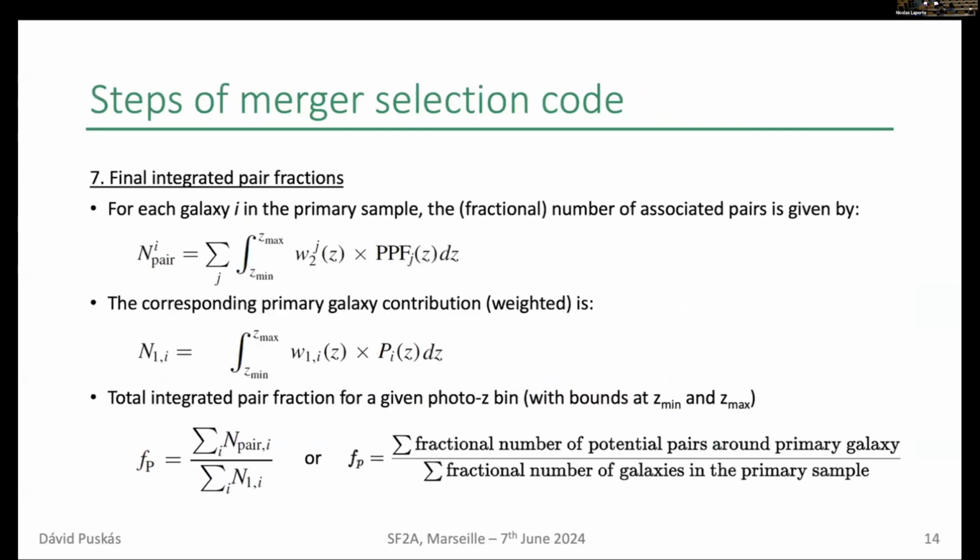So I don't really want to show these equations, but I just want to highlight that we are not counting integer numbers of pairs and primaries, but fractional numbers. So the pair fraction in the end will be the sum of these fractional number of potential pairs divided by the sum of fractional number of primary galaxies. These are integrated within the redshift bins of choice.